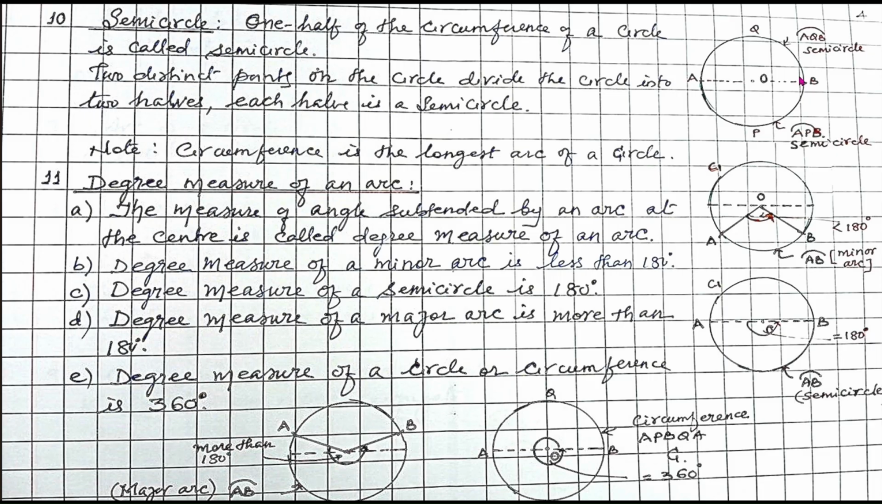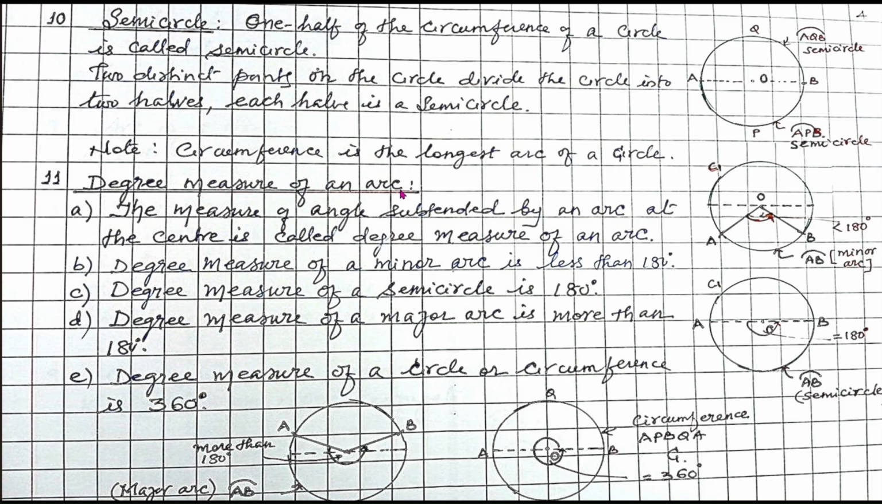The points A and B are 2 distinct points on the circle, and these points A and B divide the circumference of the circle into 2 equal arcs. That means arc APB and arc AQB formed are equal arcs of the circle, and these 2 equal arcs are called semicircles. Therefore, we call the semicircle one half of the circle, or 1/2 of the circle. Circumference is the longest arc of a circle.